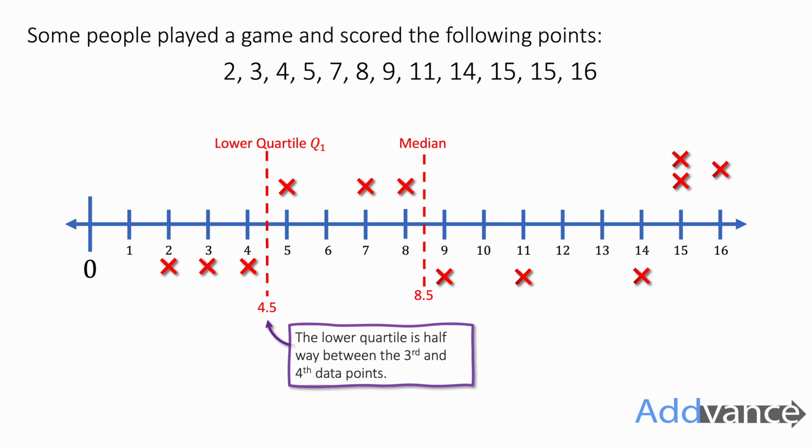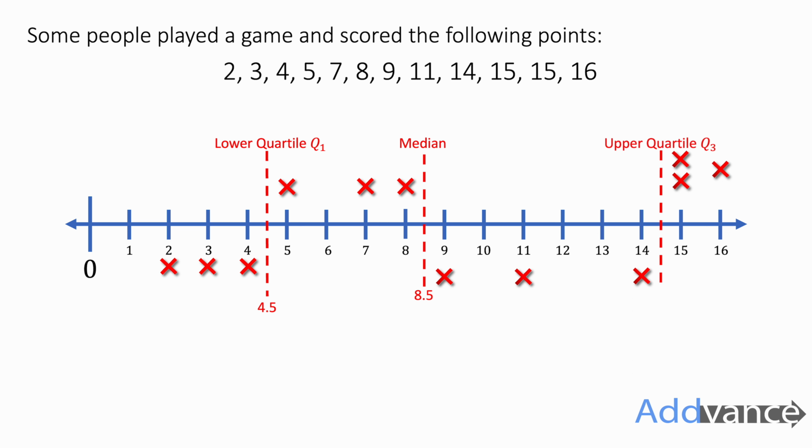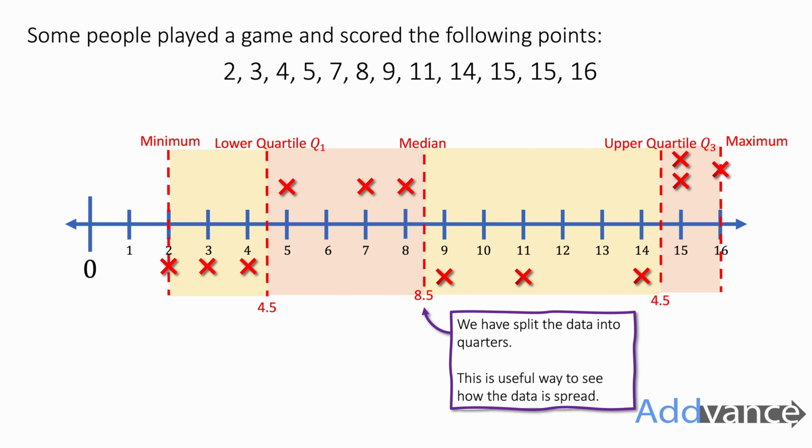Then we can do it again, and we can split it into quarters now. And we've got the lower quartile here, which splits the first half of the data into two equal parts. Similarly, we've got the upper quartile here, which splits the second half of the data into two equal parts. Notice that now we have the data split into four quarters: 3 pieces of data in the first quartile, 3 pieces of data in the second quartile, 3 pieces of data in the third quartile, and 3 pieces of data in the fourth quartile. We've also marked on the maximum and minimum data points as well.